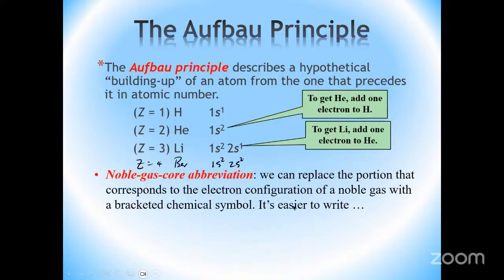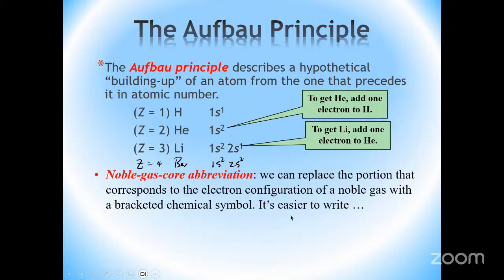Now, at this juncture, I want to introduce to you the concept of the noble gas core abbreviation, because as you can imagine, if we get to heavier atoms like cobalt or palladium, the electron configuration, if you were to go through the same steps as I described here, would be a long string of characters. If you go to something like tungsten or osmium, the heavier elements, it would be very long. And in a lot of cases, you don't need to indicate all of the electrons. So basically, it is easier to write down what is called a noble gas core abbreviation.